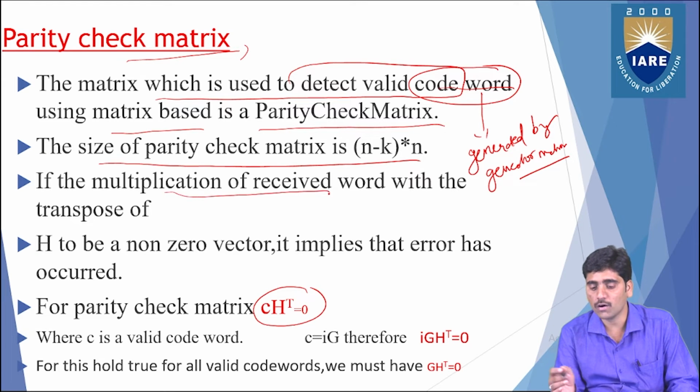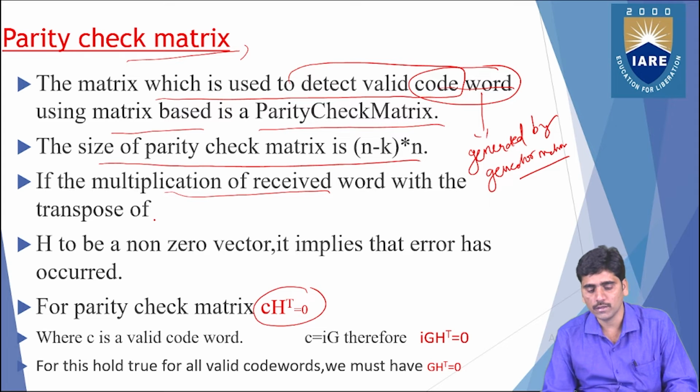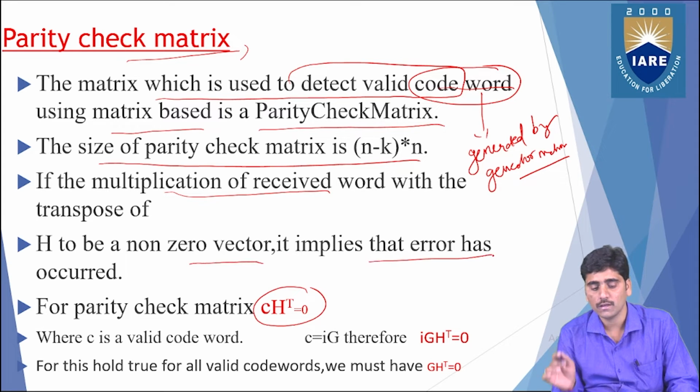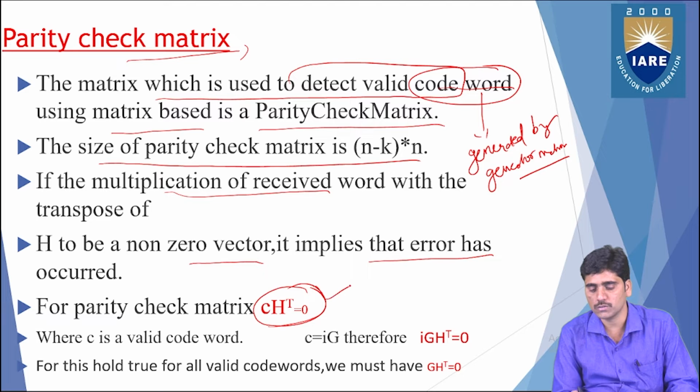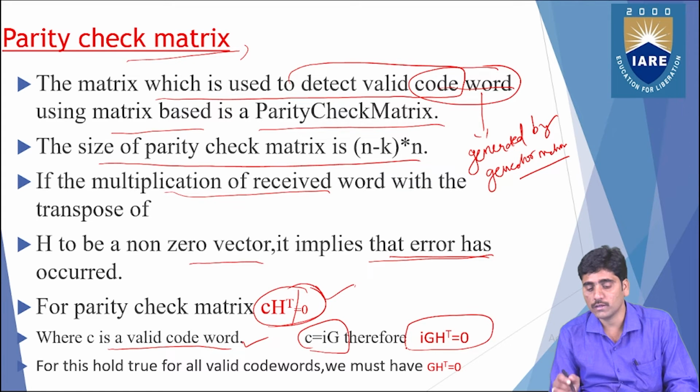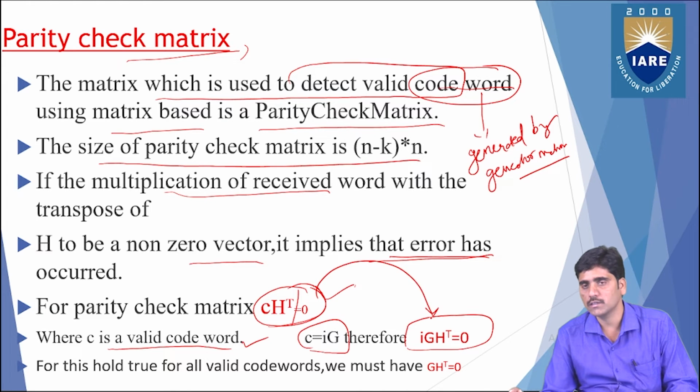If the multiplication of the received word with the transpose of H gives a non-zero vector, it implies that an error has occurred. So if CH transpose equals 0, the generated code is a valid code word. But if CH transpose equals a non-zero vector, it implies the error has occurred. Here C is a valid code word, and C is nothing but IG. Therefore you can rewrite CH transpose as IGH transpose.